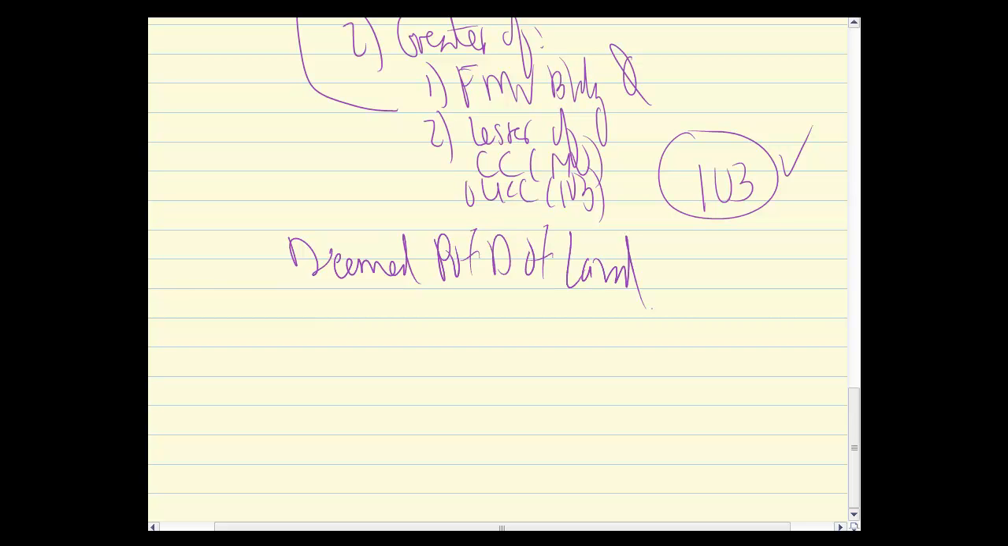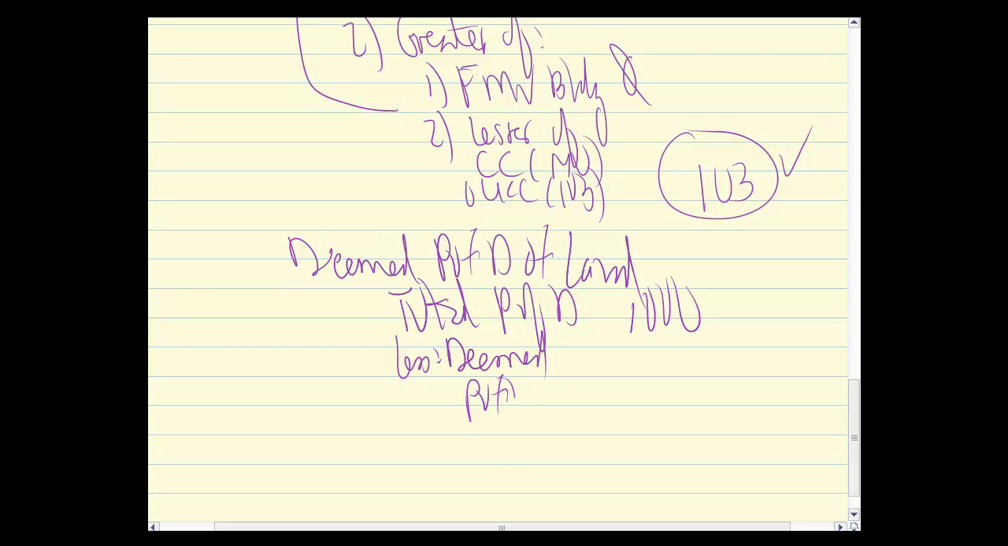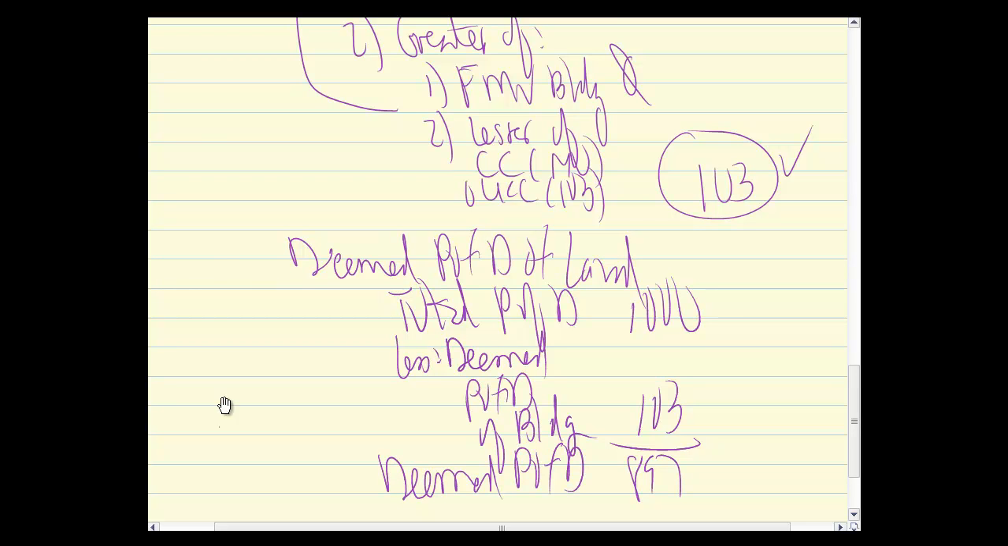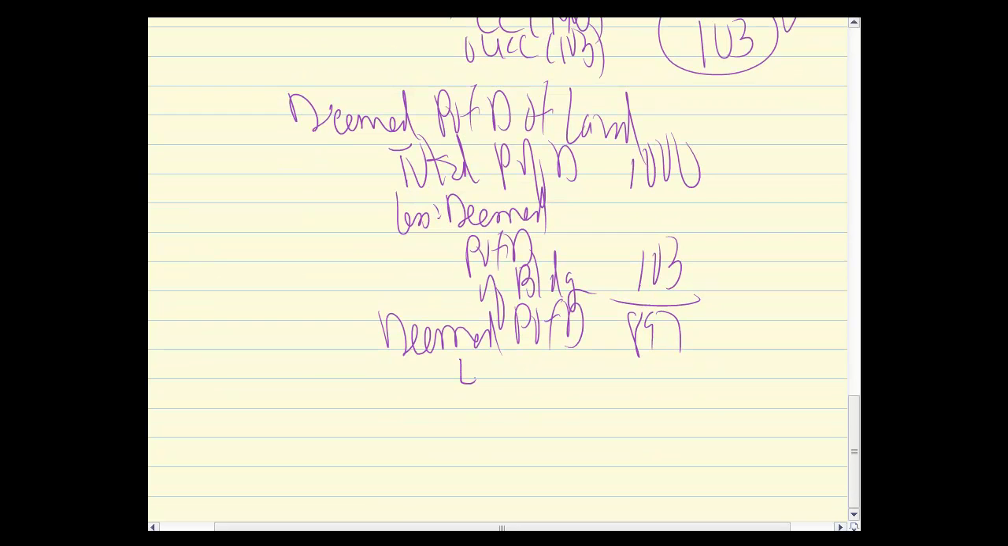Well, you're here, you might as well get the easy marks, right? So it's total P of D, which is 1 million, less deemed P of D of building, 103,897. Deemed P of D land. Everybody agree? Okay? Are we done?